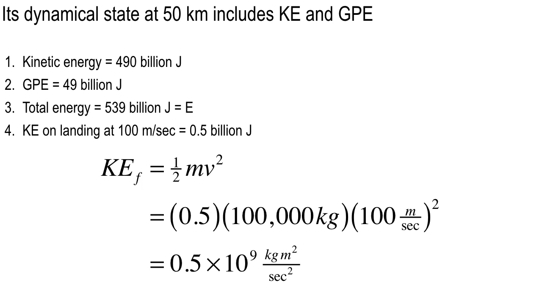So you've got to dissipate 538.5 billion joules and have 0.5 billion left over at landing. It's pretty bodacious. So the energy dissipation required is 538.5 billion joules. And we want to do this in 12 minutes, 720 seconds. I'll tell you what, the space shuttle is designed with safety margins to be able to dissipate more than this.